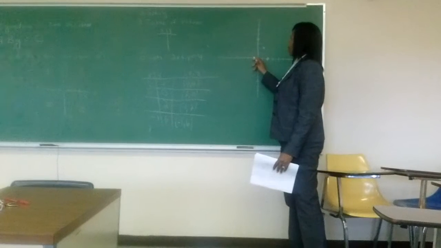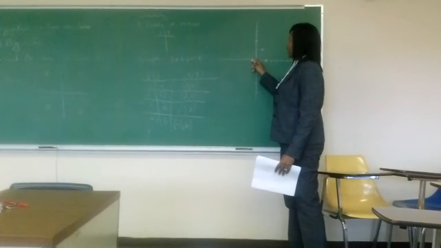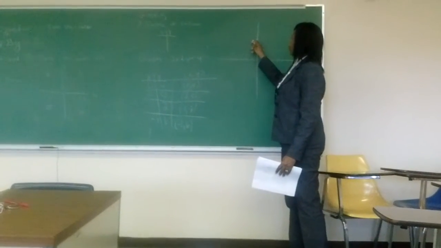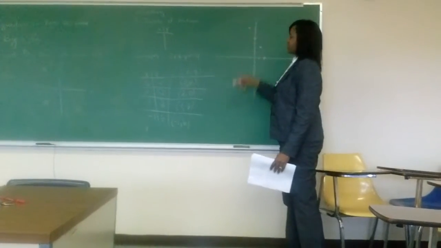(-1, 6), that means go over to the left 1 and then up 6. 1, 2, 3, 4, 5, 6. So they all fell in a straight line.